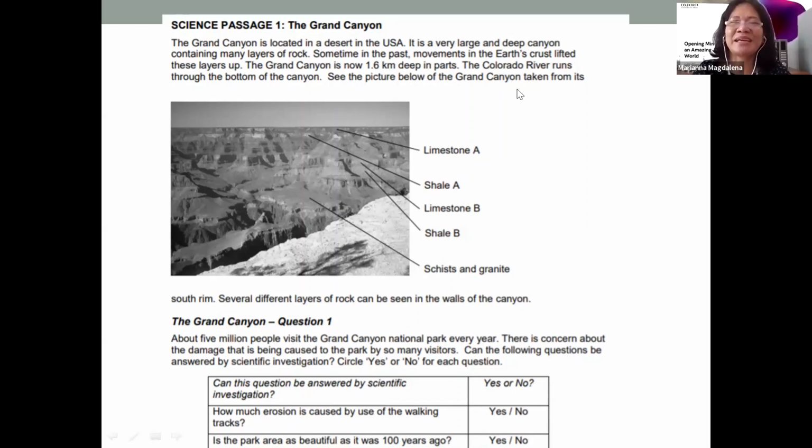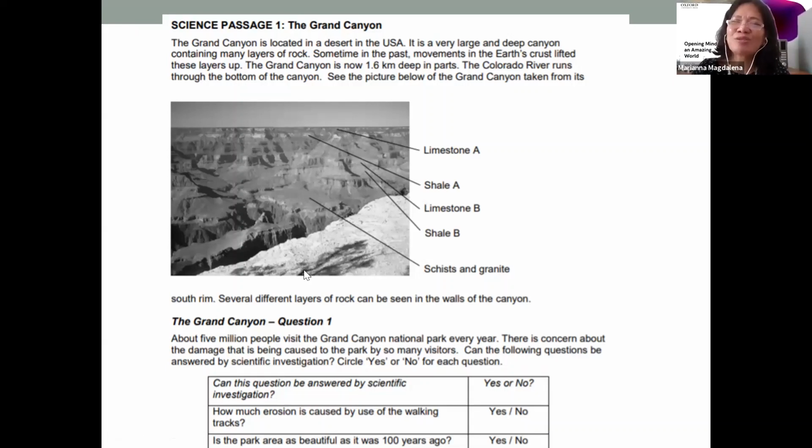It can be in the chat box. So is this question, how much erosion is caused by use of the walking tracks, yes or no? What do you think? Is this a scientific investigation or not? Is there any answer in the chat box? Yes or no? And then the second question is, is the park area as beautiful as it was 100 years ago?